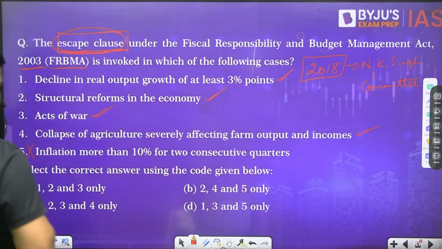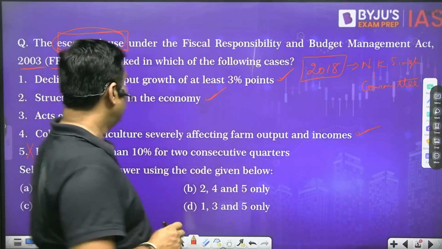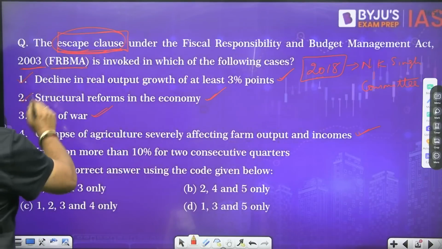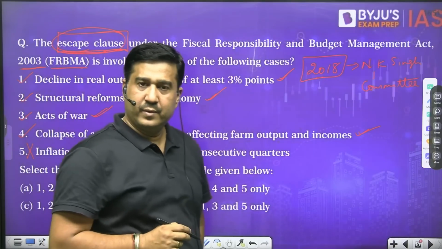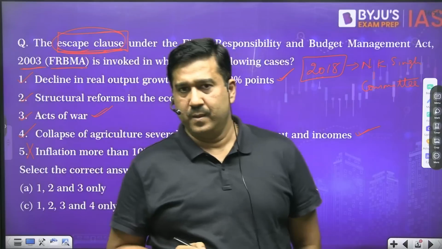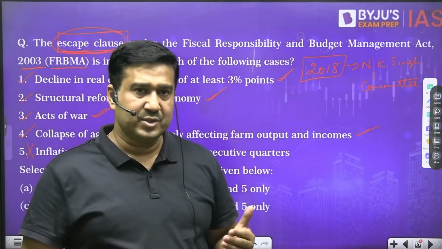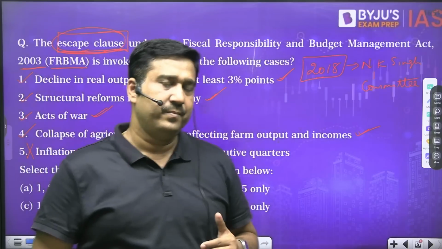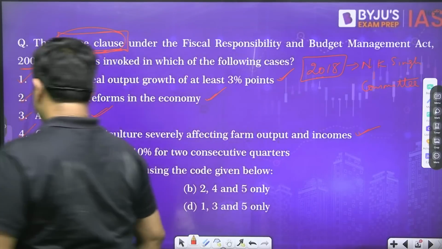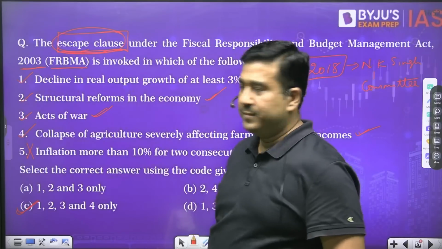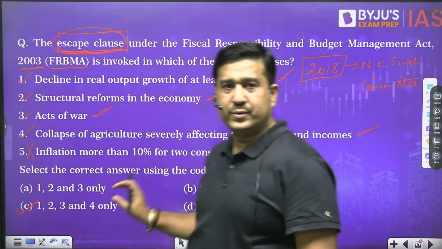And that is why if you look at this question, under these 4 circumstances, government can avail of the escape clause, government may come out of the restrictions and obligations imposed by FRBM. That is why the answer would be C, 1, 2, 3 and 4, because fifth is incorrect. The escape clause has nothing to do with inflation.